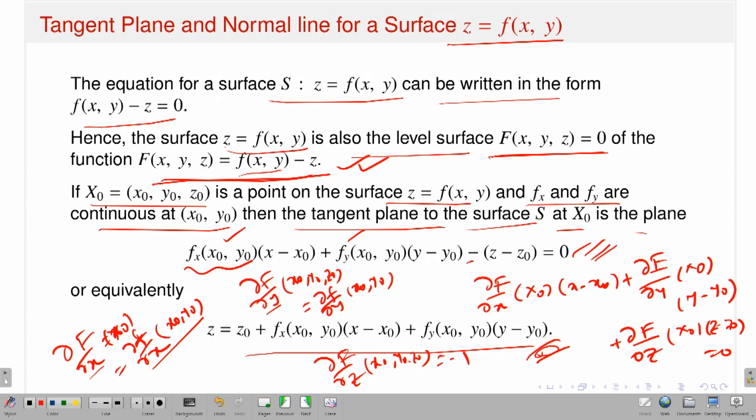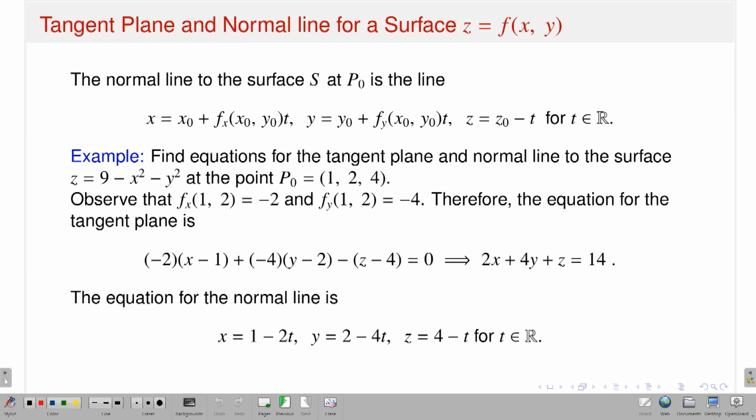Then of course, you can talk about the equations of the normal line, because you can easily do that. Once you know the level surface and you know the partial derivatives of that level surface with respect to x, y, z at that point, then you know the equations of the normal line. And what is that? This is the one. The normal line to the surface S at the point P naught, which is x naught, y naught, z naught.